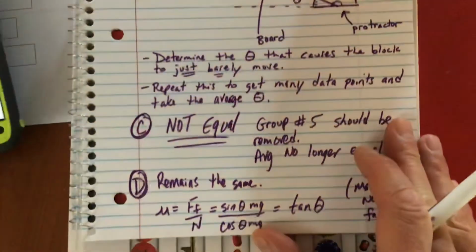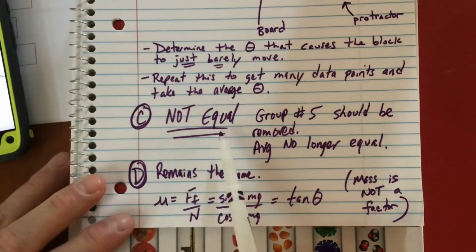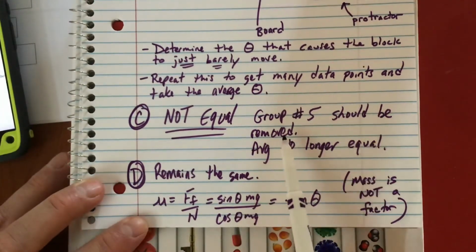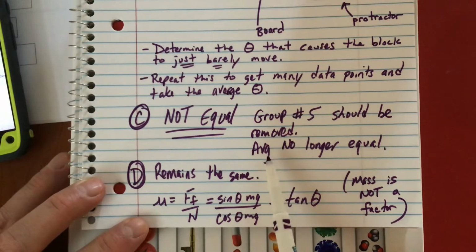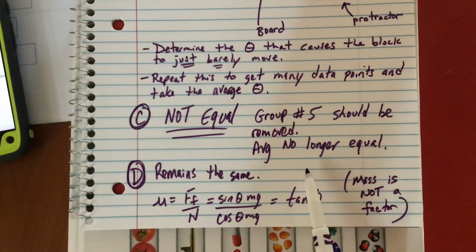So what I said is, no, they're not equal. Group 5 should be removed. It's an outlier. And then if you remove their data, the averages are no longer equal, and the static coefficient would be a larger number than the kinetic coefficient of friction.